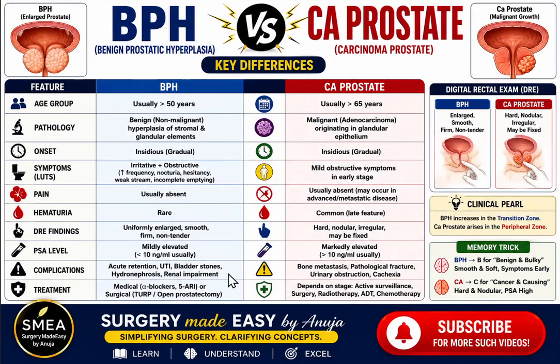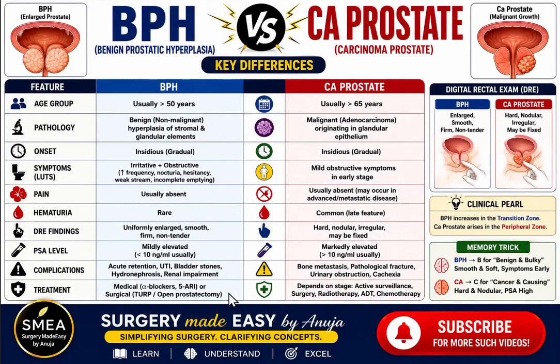Complications such as acute retention, urinary tract infection, bladder stones, hydronephrosis, as well as renal impairment can happen in BPH. In CA prostate, complications such as bone metastasis, pathological fracture, urinary obstruction, as well as symptoms of weight loss, cachexia, and malnourishment happen.